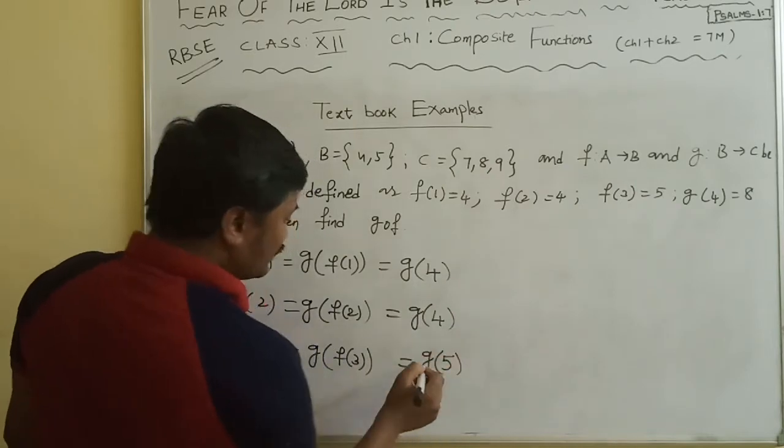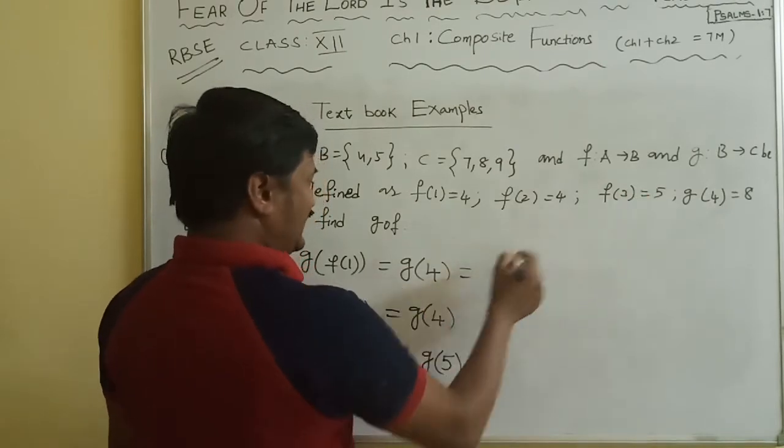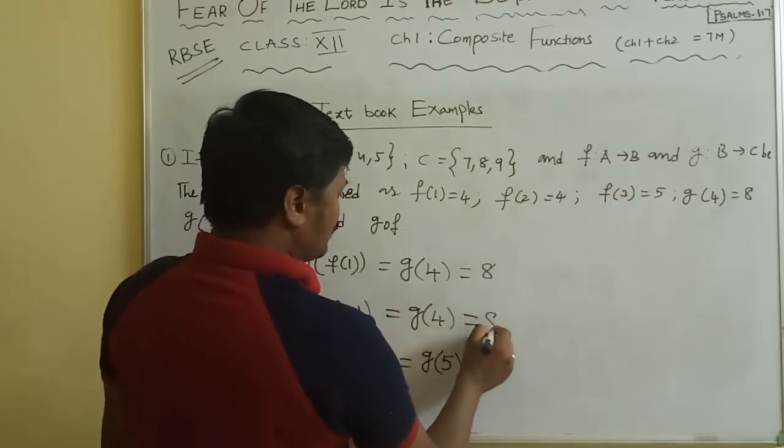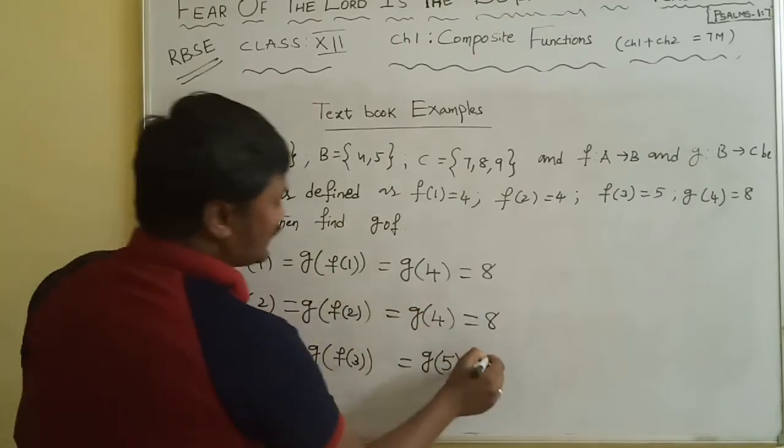These are given in your question. So now what is G of 4? G of 4 is nothing but 8. And again G of 4, that is again 8. Next one, what is the G of 5? That is nothing but 9.